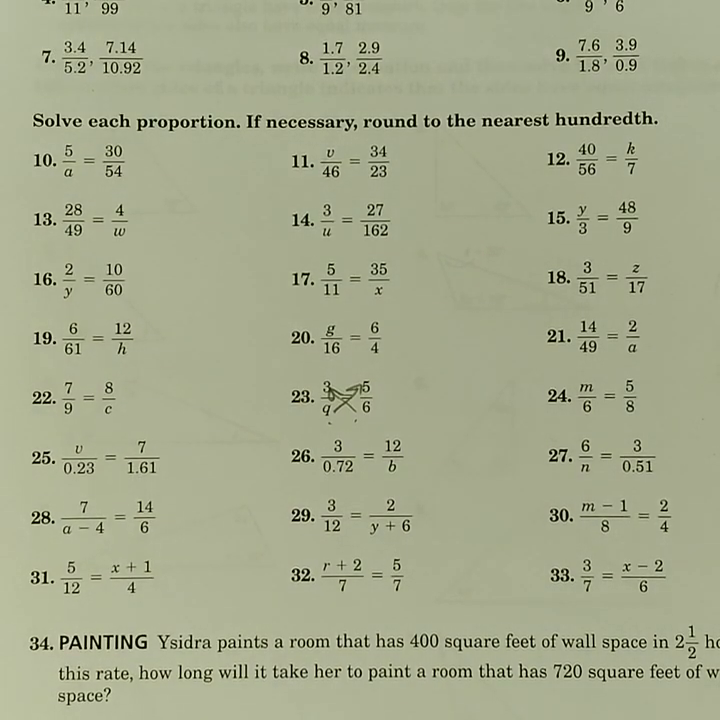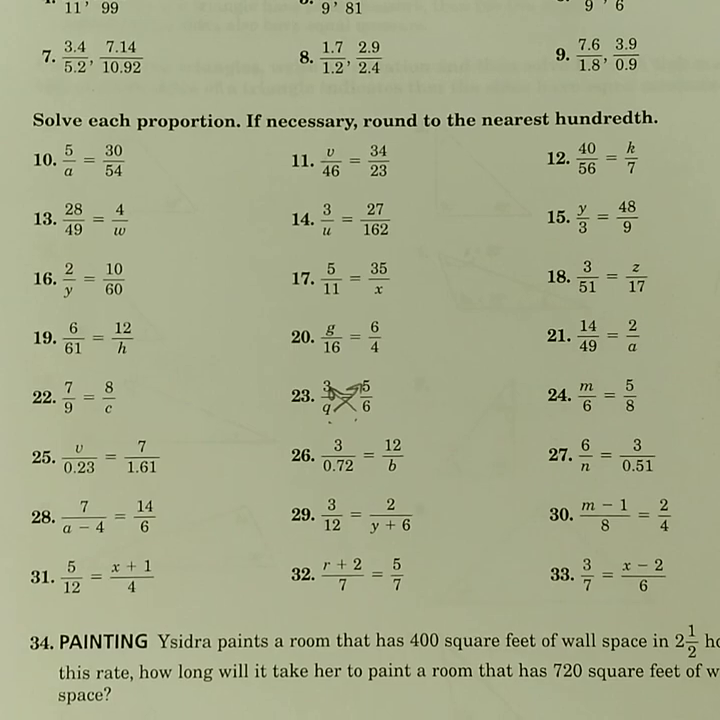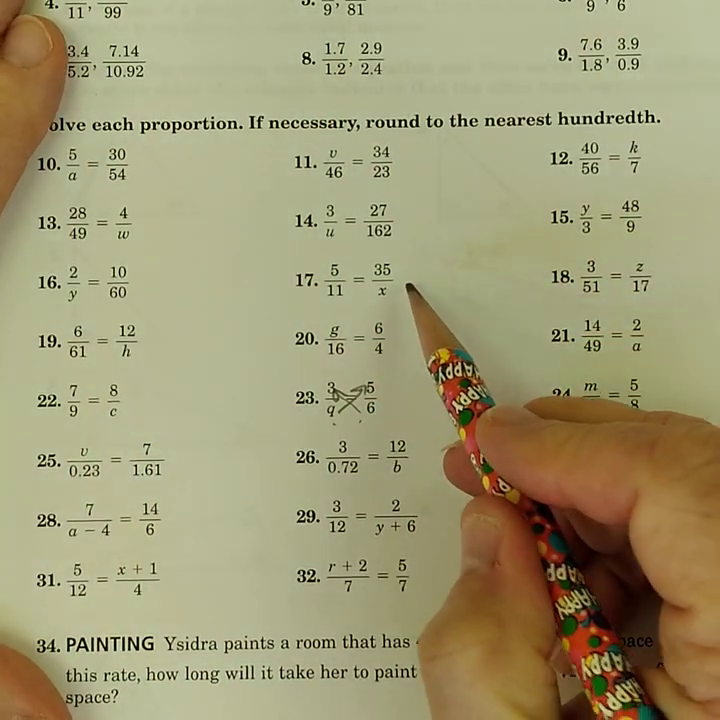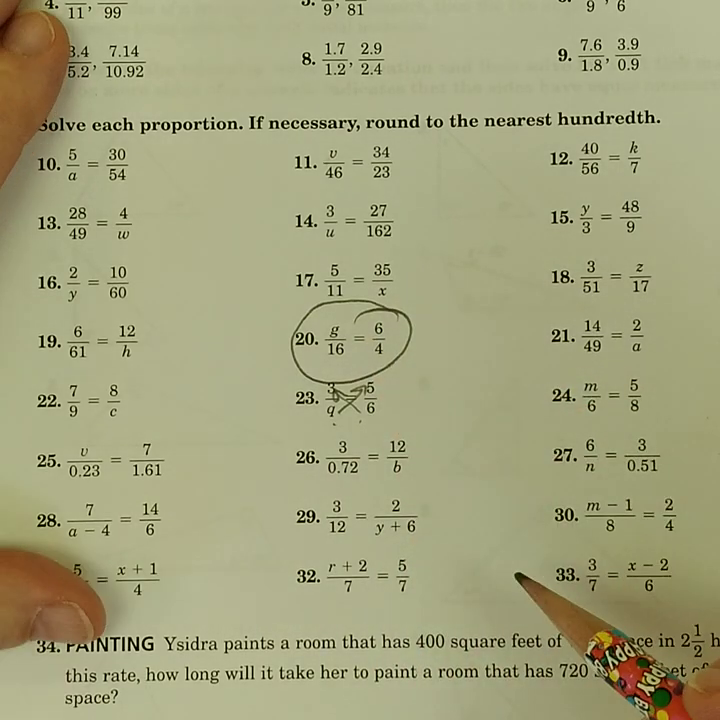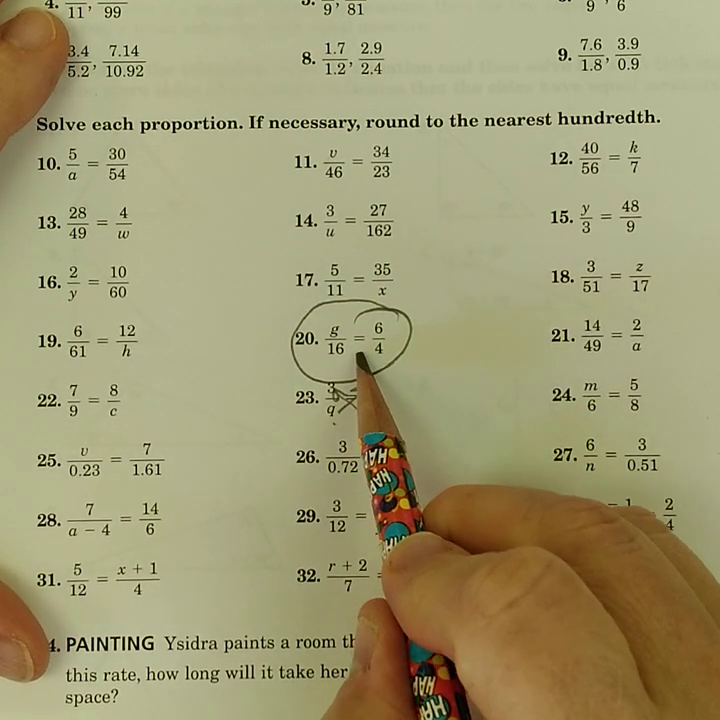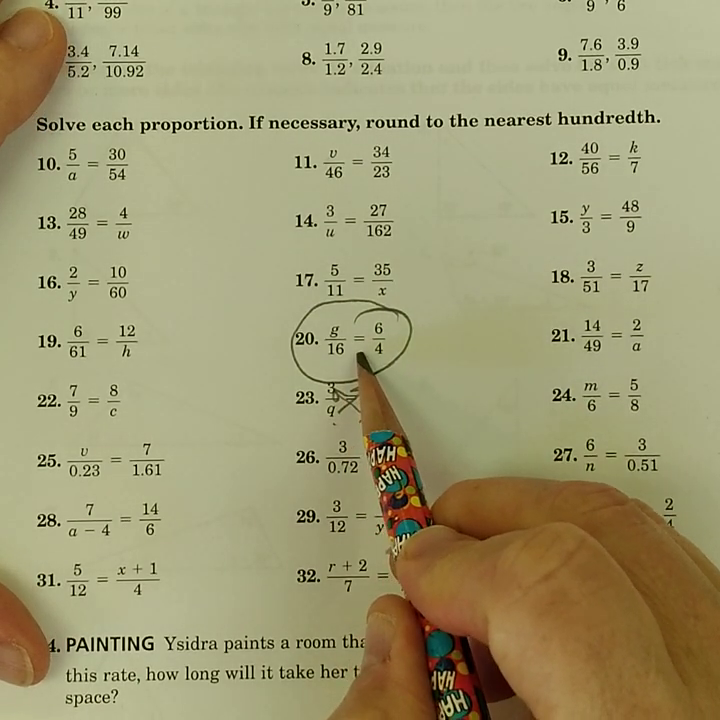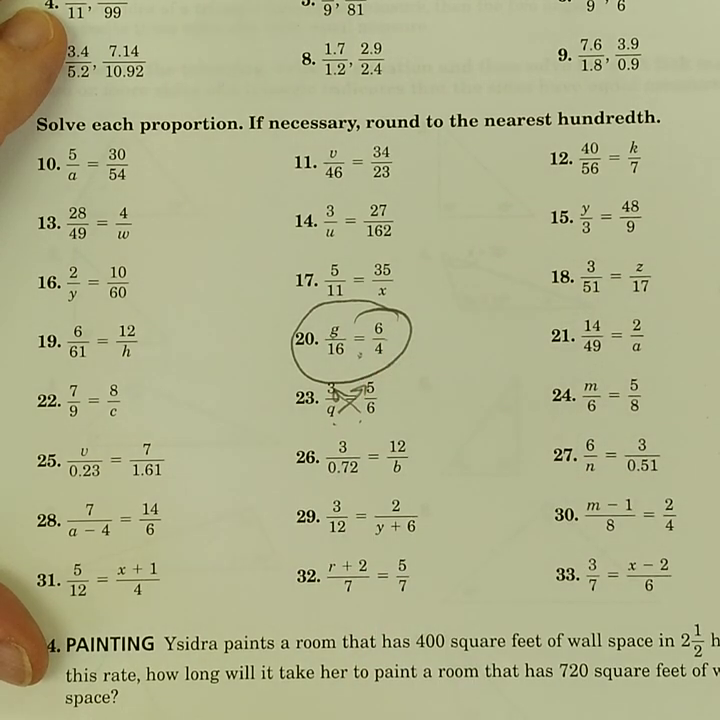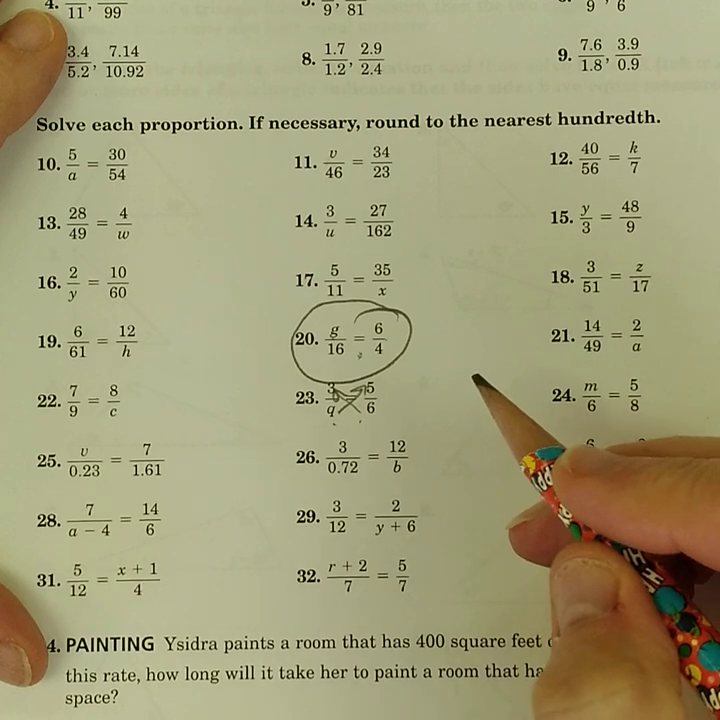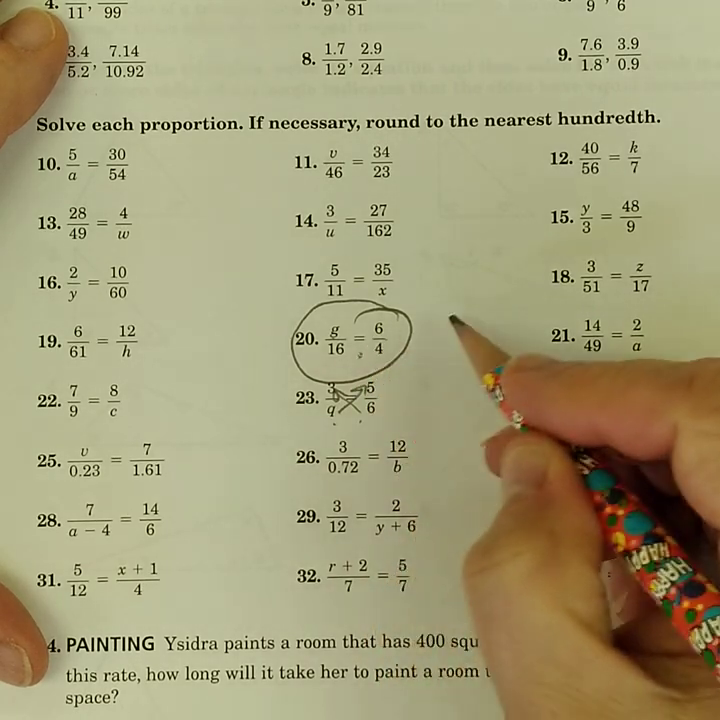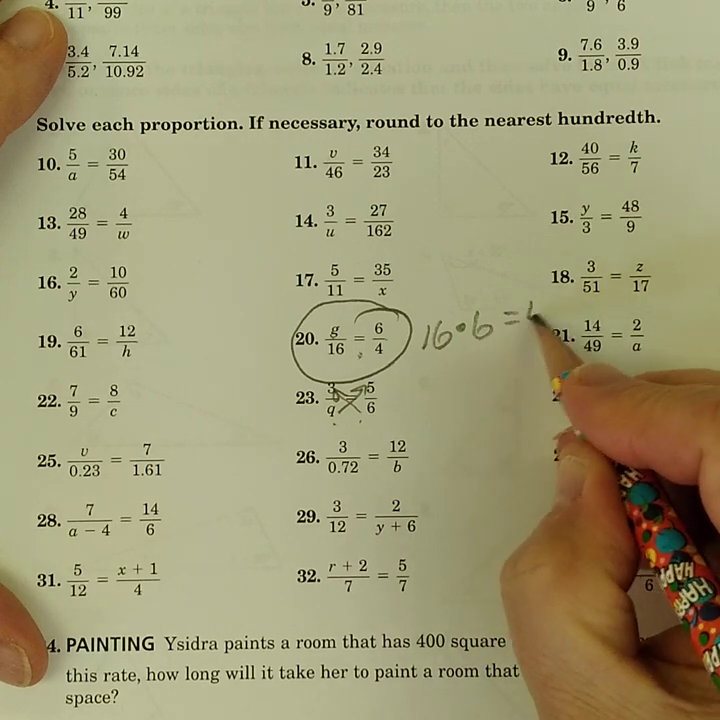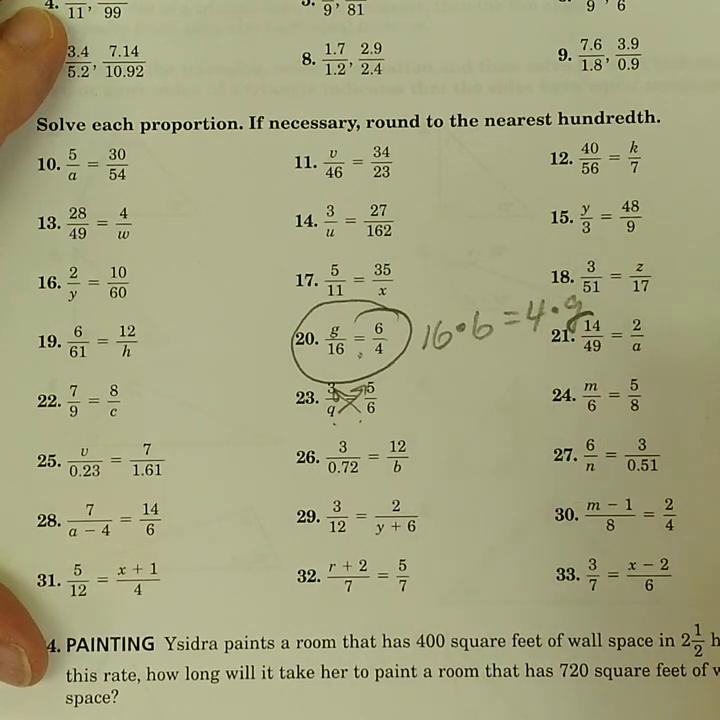So there's a couple of things I would like to go over with you. When you see a proportion, like this, with an equal sign in between, what do you do when you have two fractions and an equal sign between? You cross multiply. So this one would be 16 times 6 equals 4 times g. Okay?